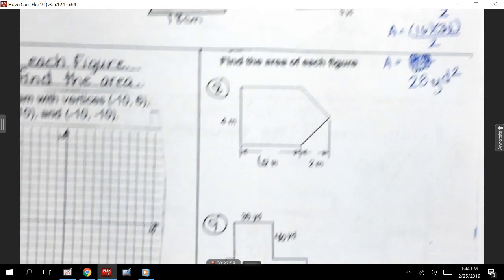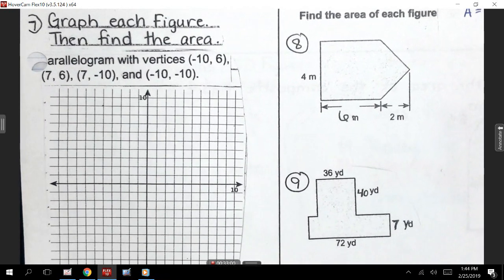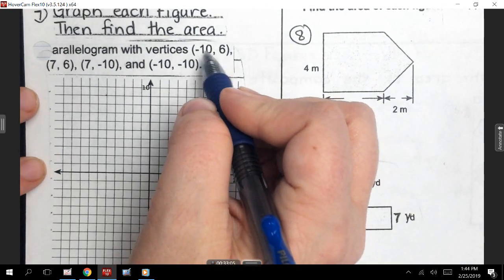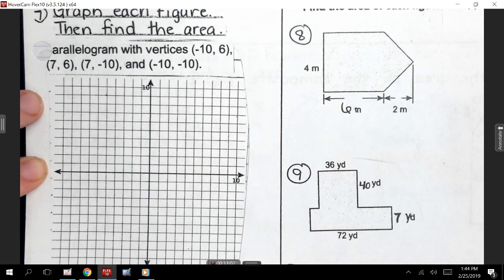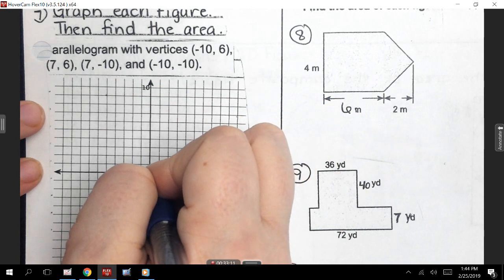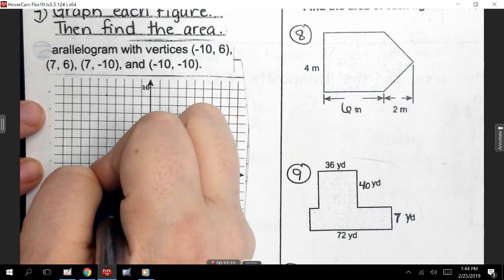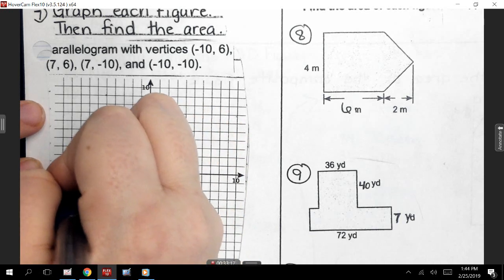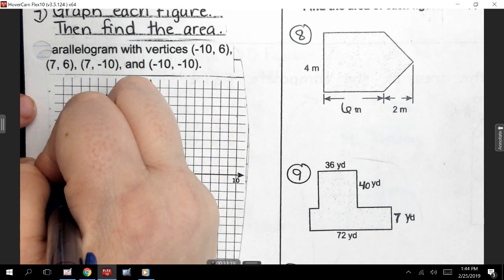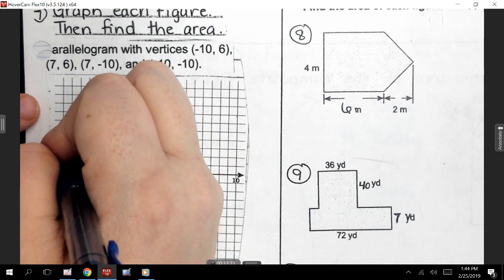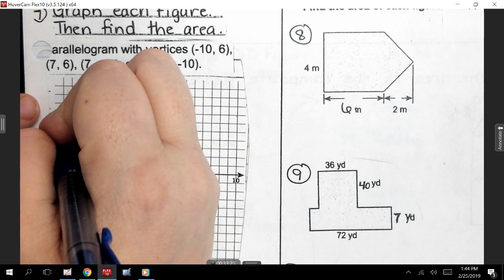All right. Number 7, we're graphing this and then we're going to find the area. So for number 7, the first one I'm going to graph is negative 10, 6. Negative 10, 6. Morelli, how am I going to graph it? You're going to go 10 backwards. Backwards 10. 1, 2, 3, 4, 5, 6, 7, 8, 9, 10. If you haven't graphed this, make sure we're doing it. And now what? And 6 up. 6 up because it's positive. 1, 2, 3, 4, 5, 6.